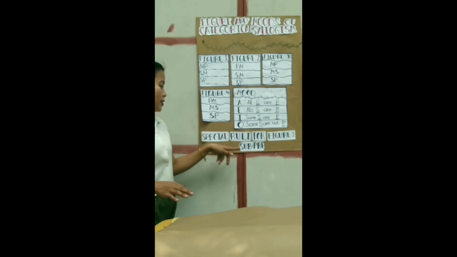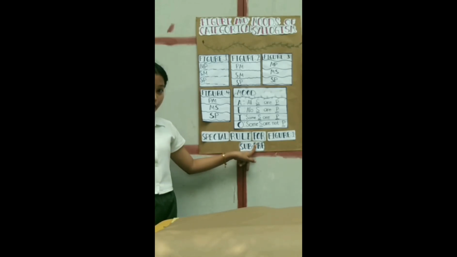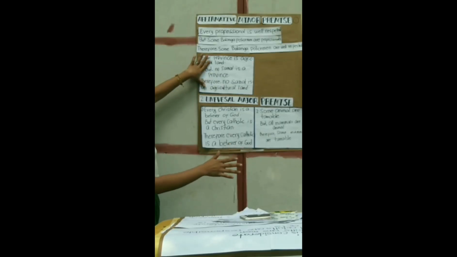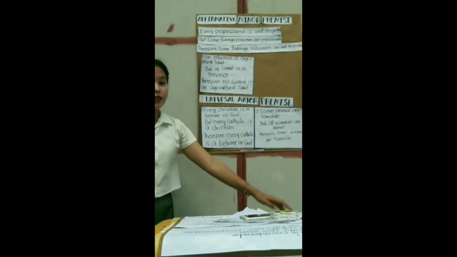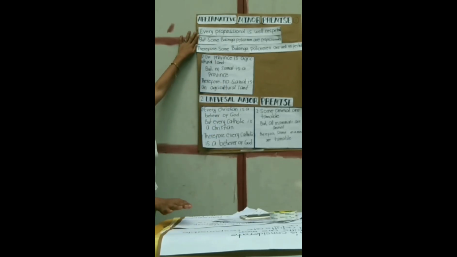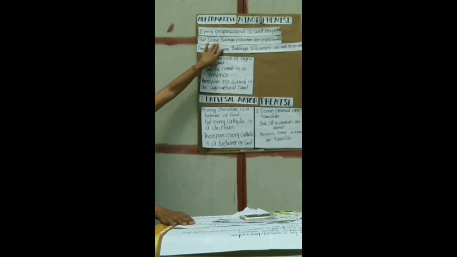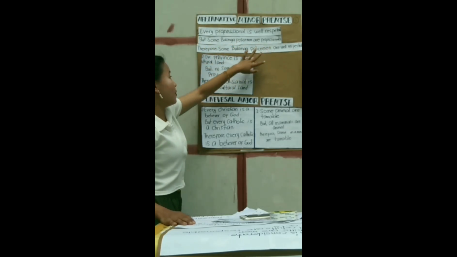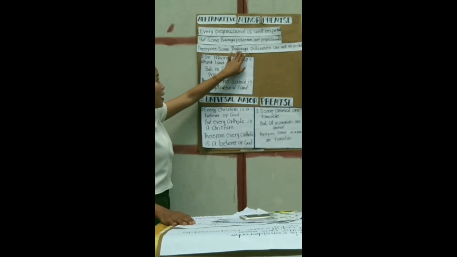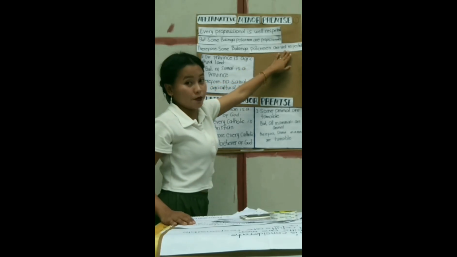First figure is subject to predicate. So, for example, first na rule natin is affirmative minor premises. Meaning, yung minor premises natin or yung subject natin is dapat affirmative or dapat positive siya. For example, every professional is well respected, but some Balanga policemen are professional. Therefore, some Balanga policemen are well respected.